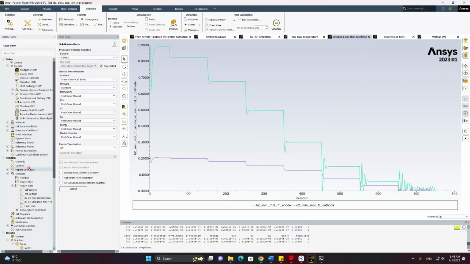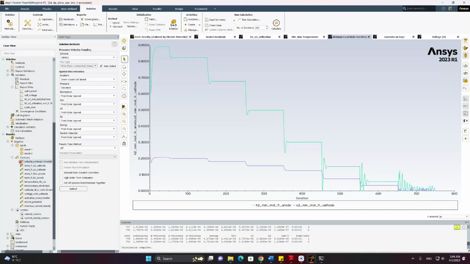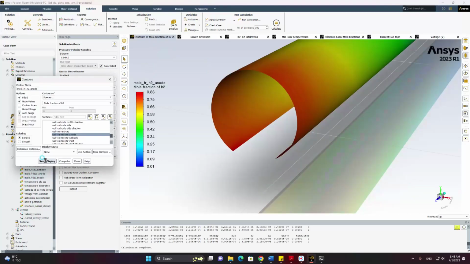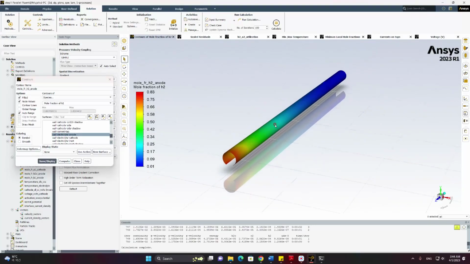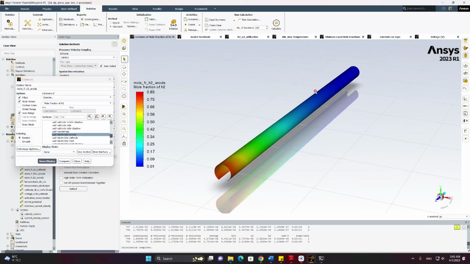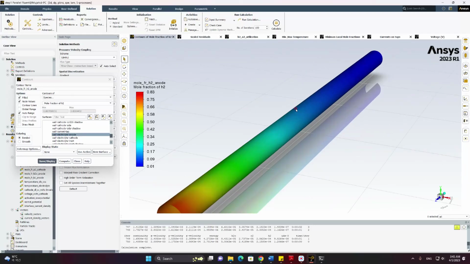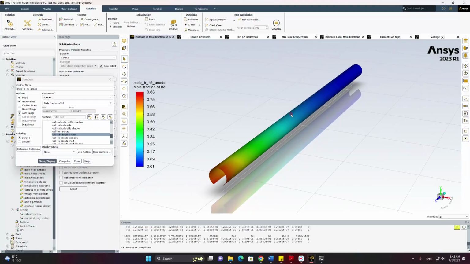So in the graphical units, we go to the mole fractions of hydrogen, and display it, so we see that most areas are not equally having the hydrogen available, so these areas are starved. So we need to increase the fuel supply, and this is the next part of the tutorial.